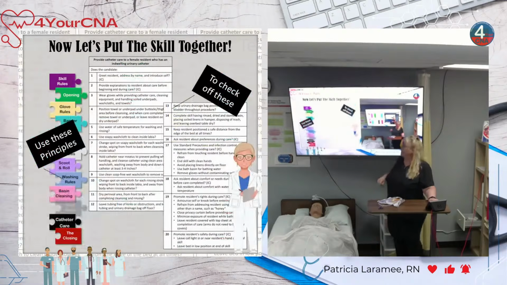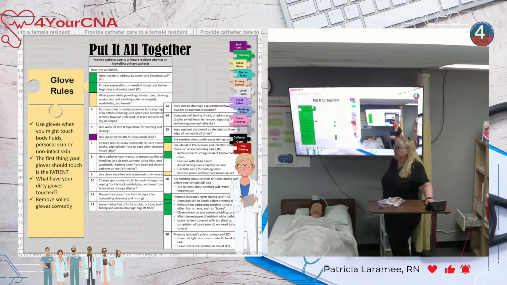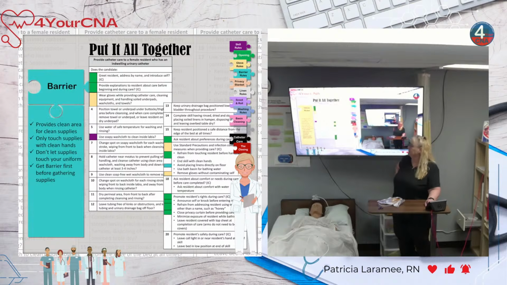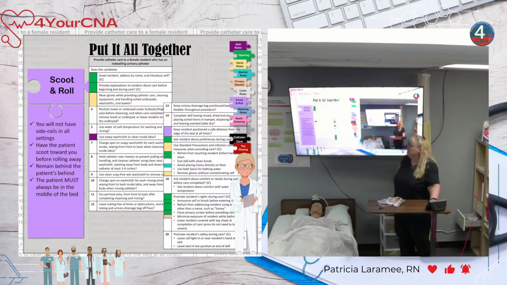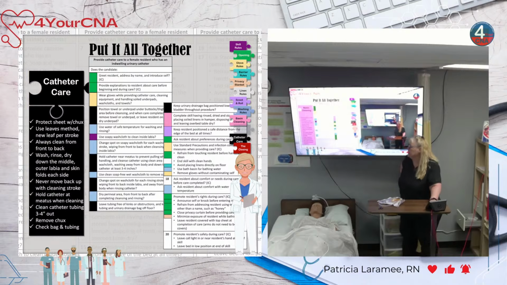So let's see how we would check off our checklist for this. We're going to follow our care plan. We're going to do our opening. We're definitely going to need gloves, because we're dealing with personal skin and body fluids. We're going to use a barrier to put all of our stuff on. We're going to need a privacy blanket for this because our patient is uncovered and undressed. We're going to keep our patient in the middle of the bed. We're going to use our washing rules. We're going to clean our basin like we clean everything else and do the skill-specific steps.